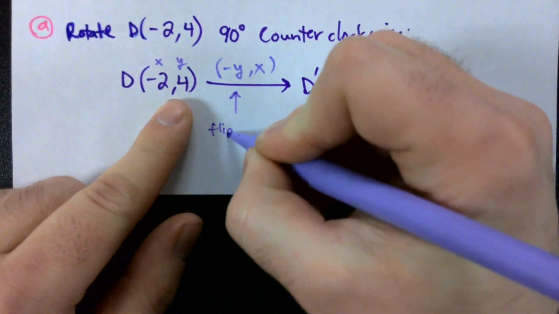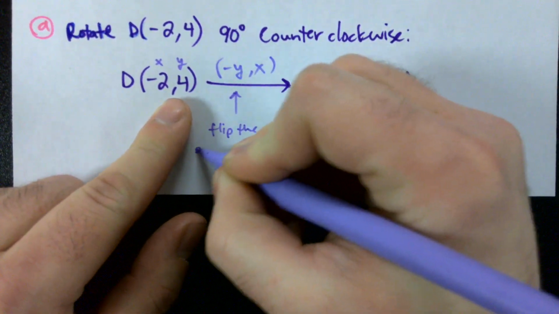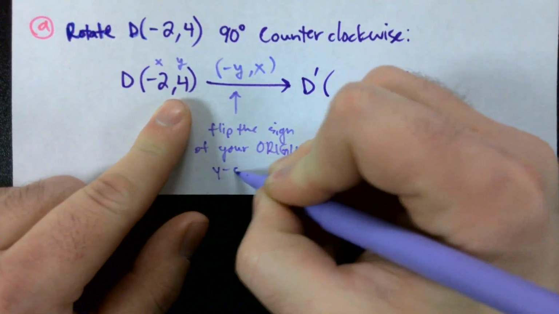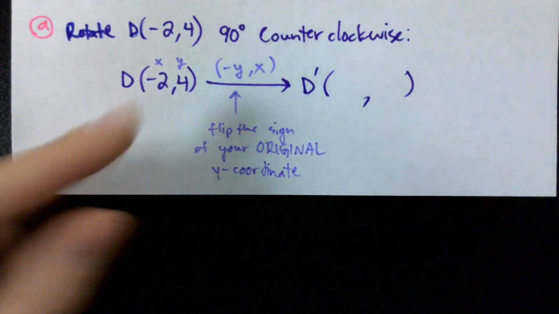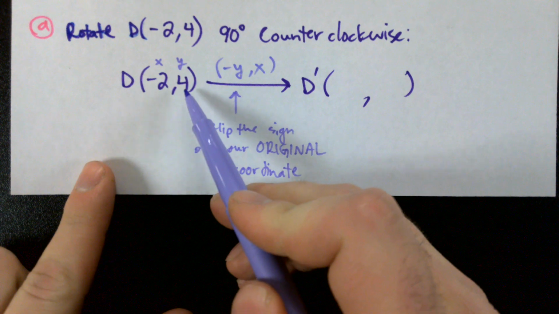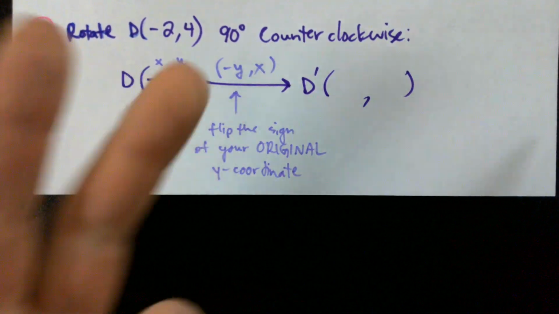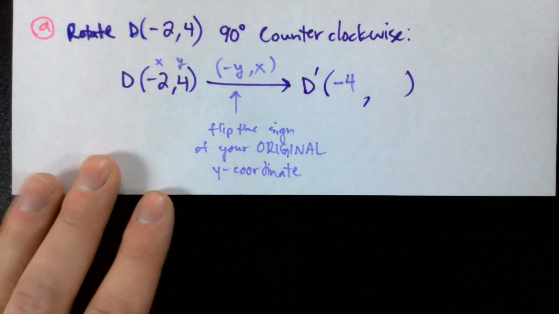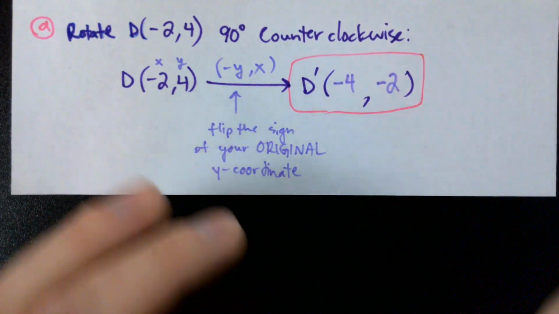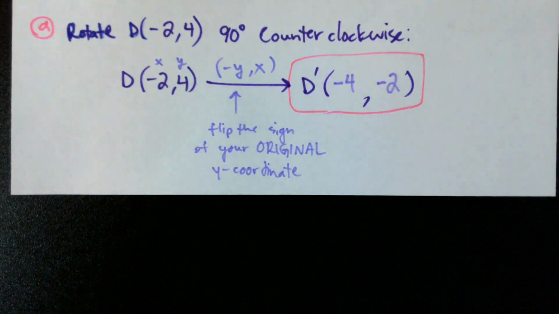I'm going to write that in. Flip the sign of your original y coordinate. So we should have negative 2 comma negative 4 now. And what do we have to do before we write our points or our coordinates out? If we flip 4 into a negative 4, now we just have to change the order. So negative 4 will come first. Negative 2 remains unchanged off on the end, just like that. D prime would be at negative 4 comma negative 2.